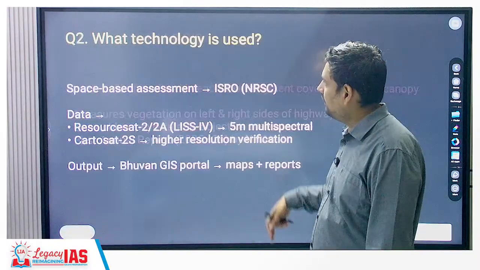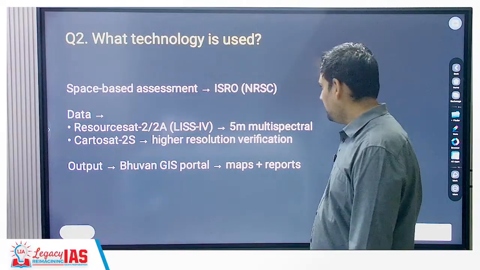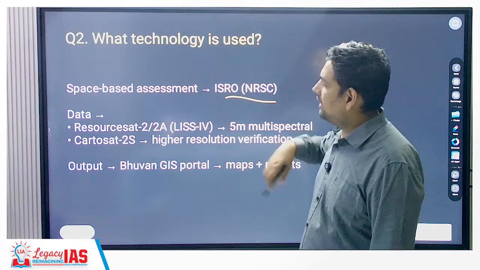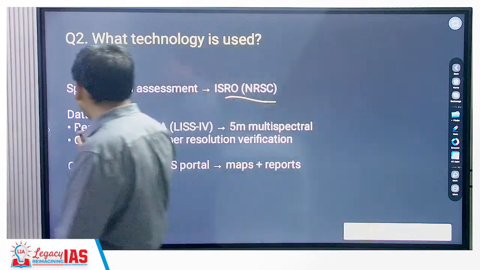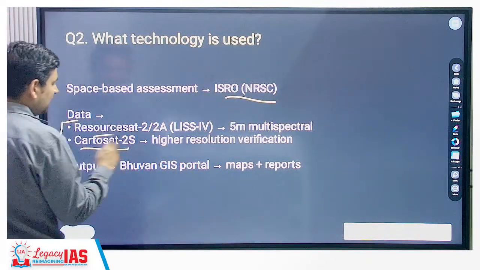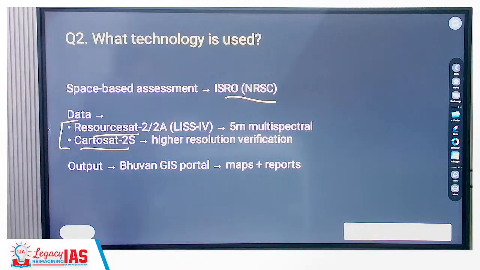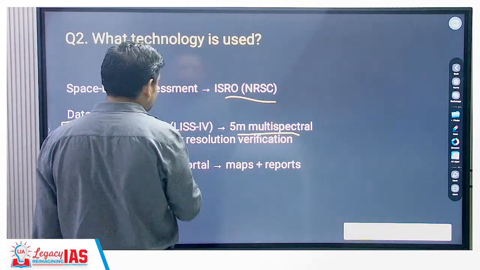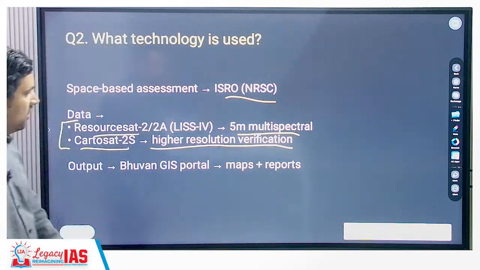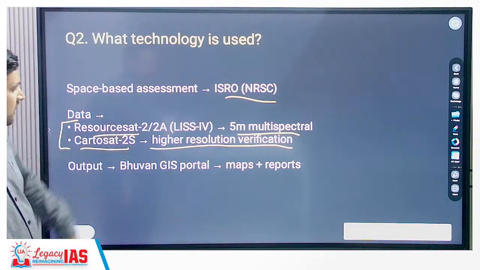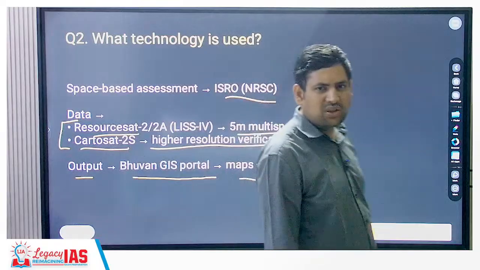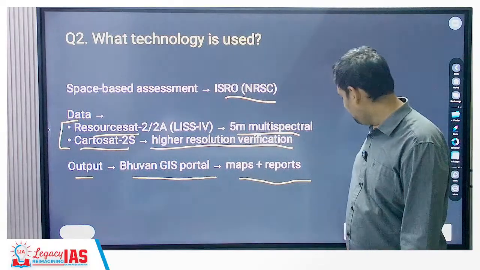Then what technology is used? So, basically space based assessment by ISRO. Data was used from ResourceSat and Cartosat. These are the satellites that ISRO has already sent in the space. So, this is 5-meter multispectral, this is high resolution verification. So, this is giving you the data, this is for verifying. Output is Bhuvan GIS portal, maps and reports. So, all these they have used for the assessment.